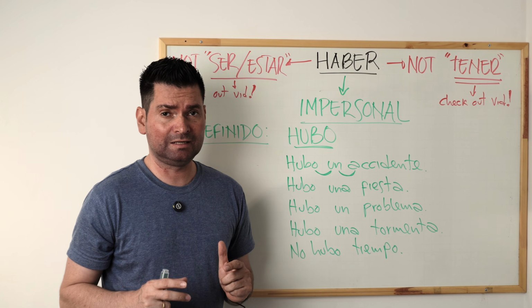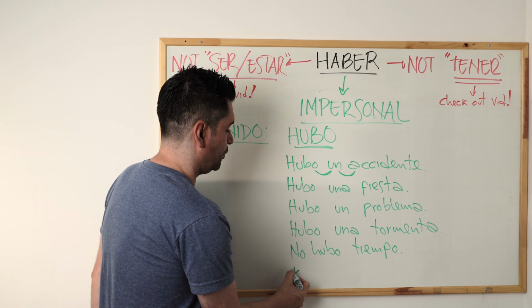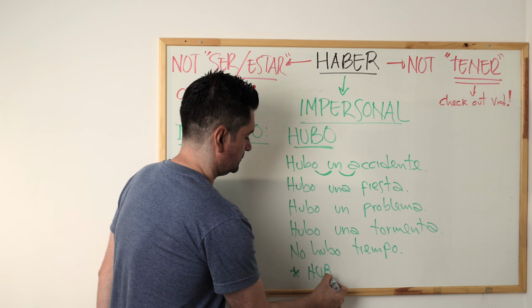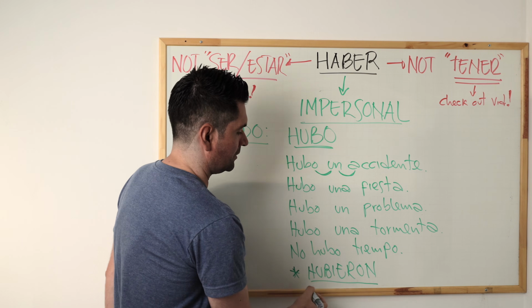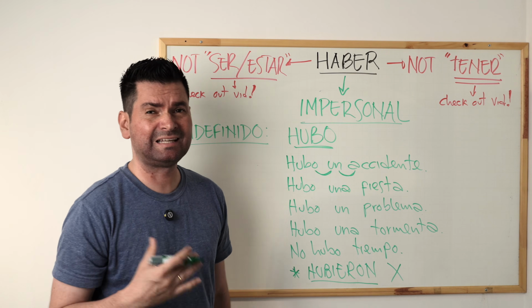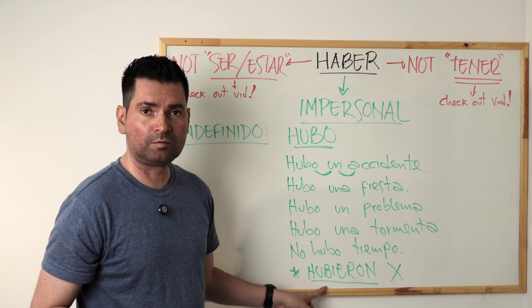A common mistake here that even many Spanish speakers make is to say hubieron. Hubieron is incorrect. Don't say hubieron, it doesn't sound good. Say hubo. No plural form needed.